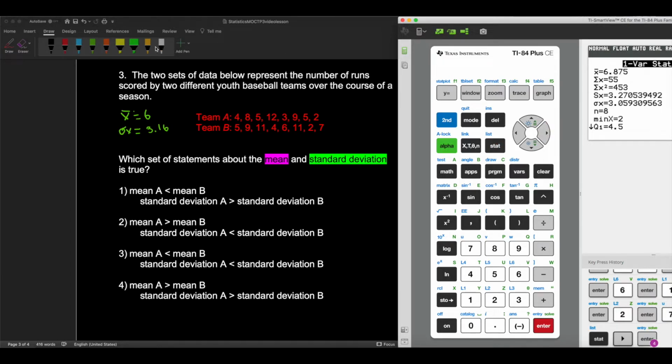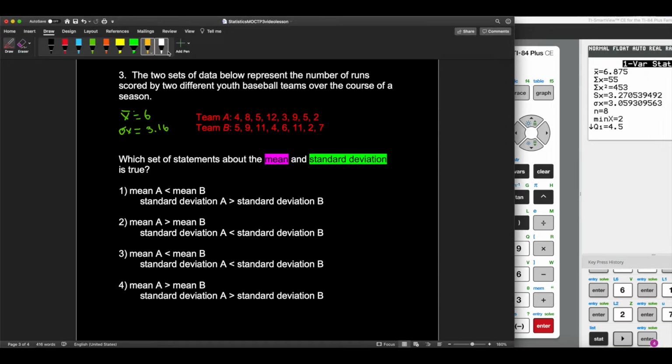Okay, mean 6.875. Oh my God, I keep hitting the wrong thing. That's why. Oh dear. We'll get it, guys. Give me some time, right? Mean 6.875.